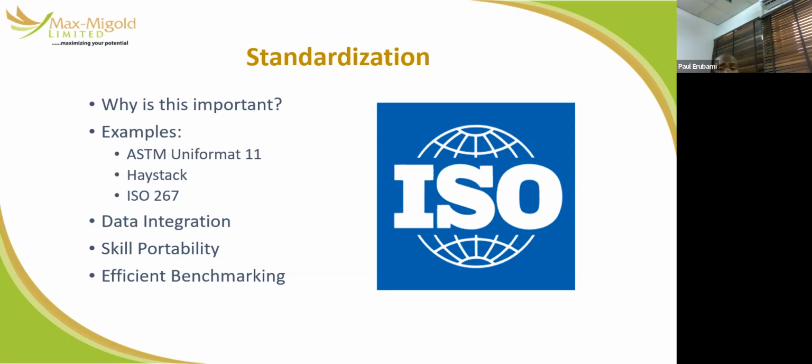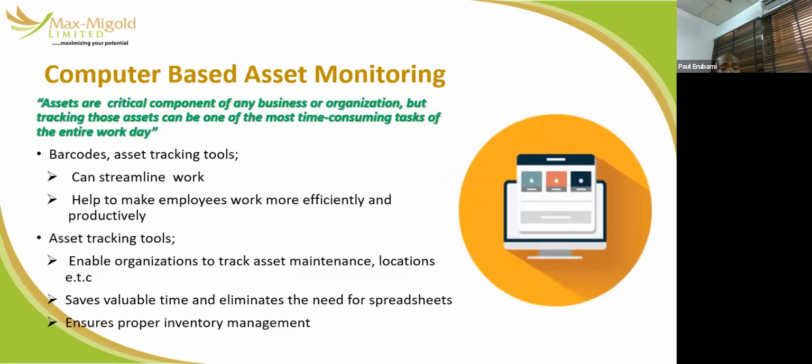Then when you're talking about computer-based asset monitoring, assets are critical components of any business or organization, but tracking those assets can be one of the most time-consuming tasks of the entire workday. What are examples of computerized-based asset monitoring you can use? You can use barcode, you can use RFID, you can use QR scan, you can use alphanumeric. These are all computerized asset tagging you can use in tracking your asset.